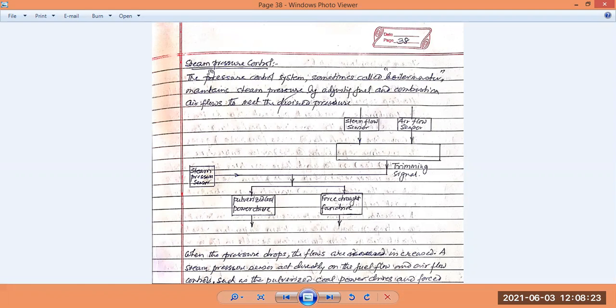So what will you do? You have to depend on a few sensors. One is the steam pressure sensor, which goes to the pulverized coal power drive and forced draft fan drive, and the steam flow sensor and airflow sensor, which is the trimming signal. These are the five sensors: steam pressure, pulverized coal, forced draft, airflow, and steam flow. These are the five sensors you have to control.